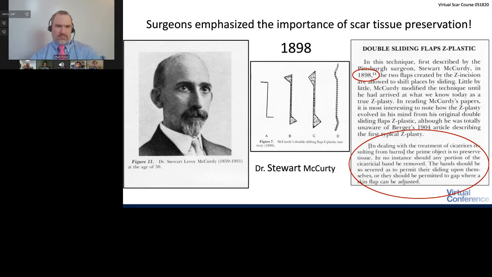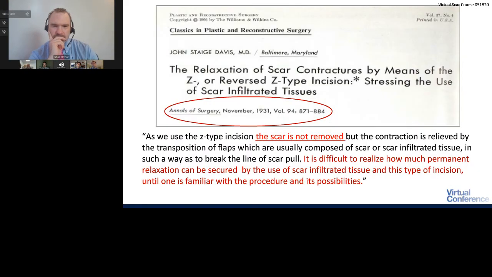And in 1898, Dr. Stuart McCurney was able to say with confidence, in dealing with the treatment of cicatrixes resulting from burns, the prime object is to preserve tissue. In no instance should any portion of the cicatricial band be removed. Amazing thought when you think about it today. And this thinking continued into the 20th century. John Staige Davis, the father of American plastic surgery, wrote this great paper in 1931 in which he said, when we're fixing scar contractures, the scar should not be removed, but the flaps, which are composed of scar or scar-infiltrated tissue, is the way that will break the contracture.